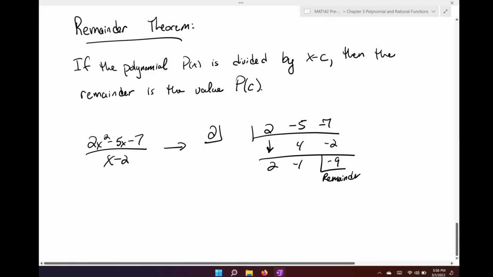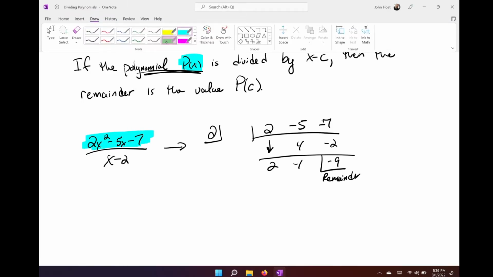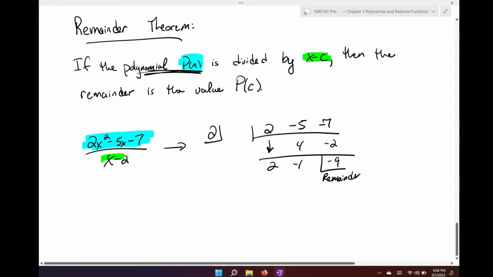Okay? What the remainder theorem is saying is, if you have a polynomial p of x, so let me use my highlighter here. Here's p of x. Okay. So we got a polynomial p of x. And it is divided by x minus c. Well, that's definitely a thing here.